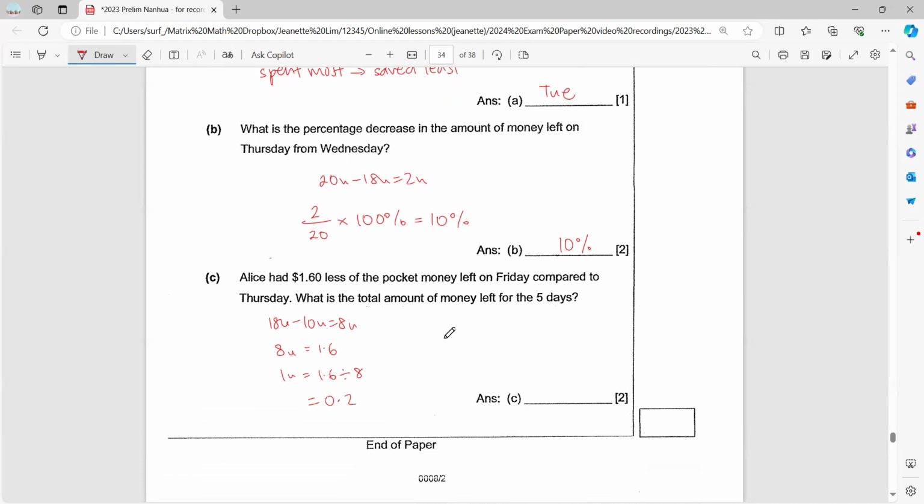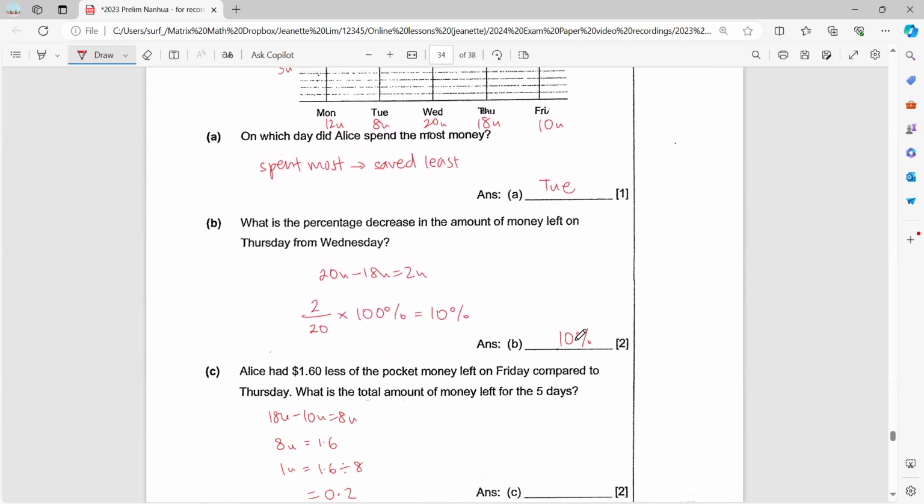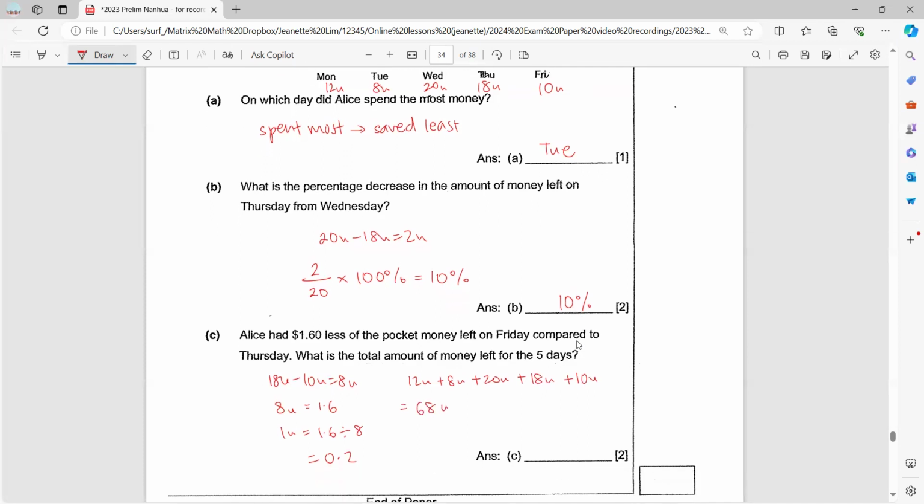Now we want to find the total left for the 5 days. Add up all the units. So 12 units, 8 units, 20 units, 18 units, and 10 units. This will be 68 units. Okay, so this is what we want to find, 68 units. So 68 times 0.2, which is 13.6. So the answer is $13.60.